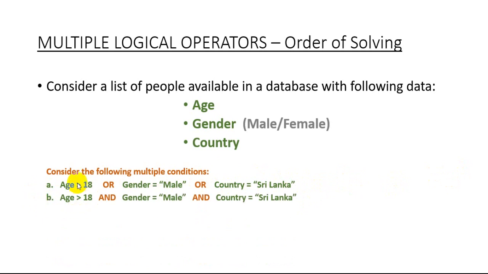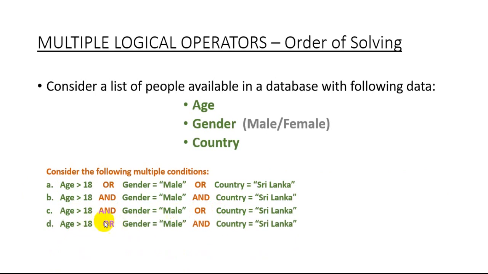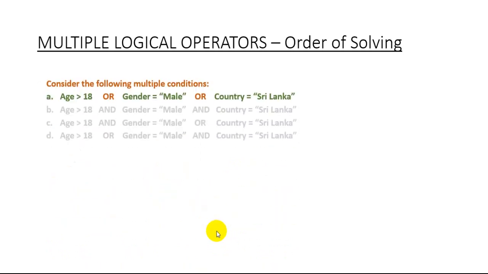Second example, same conditions, but this time we are joining with AND. And in the third one, on one side we are joining with AND, and on the other side we are joining with OR. And in another example, one side we are joining with OR and the other side with AND, reversed. So these are all the different variations, same conditions but joined with different logical operators. Okay, so let's see first the OR join.